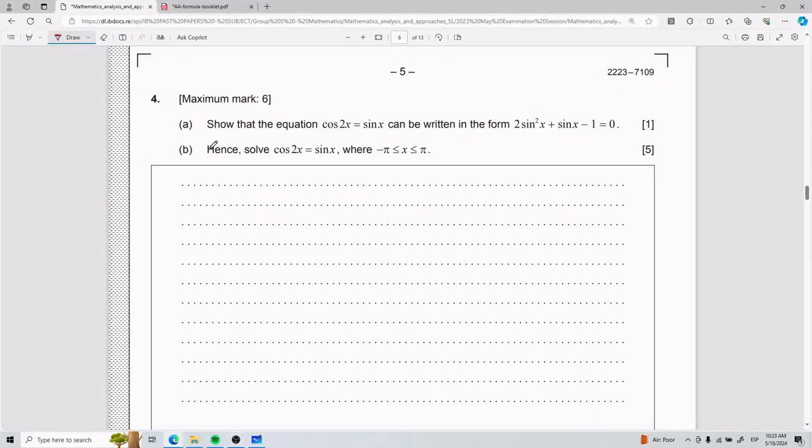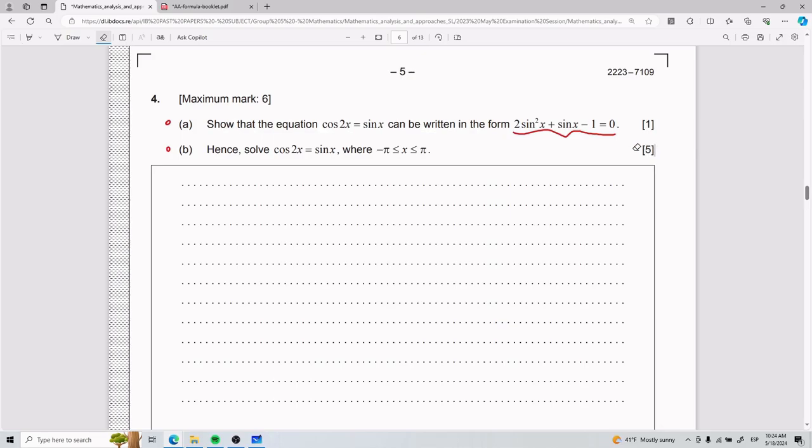All right, you guys, and now for number 4. Number 4 is hard. Number 4 for part A asks us to show that the equation cosine 2x equals sine x can be written in the form of this. From here, part A is relatively easy, and part B just goes crazy, which makes sense because part B is worth 5 points. So if you take the time to learn this, you can get a whole lot of points.